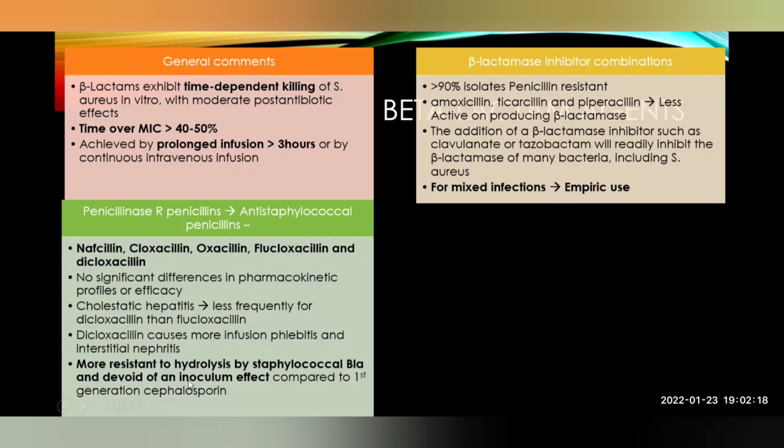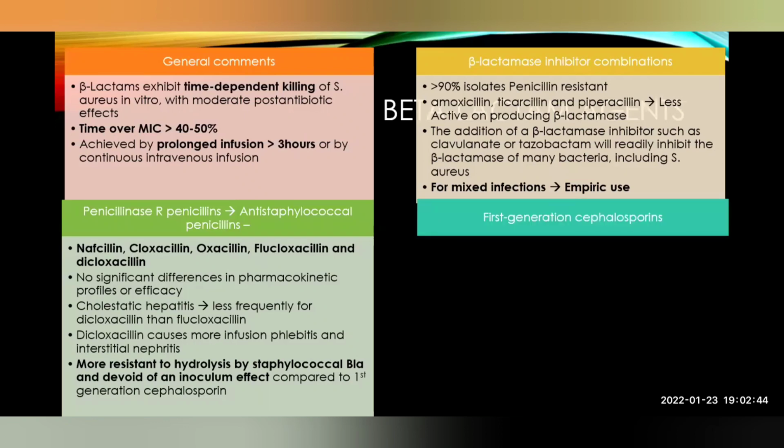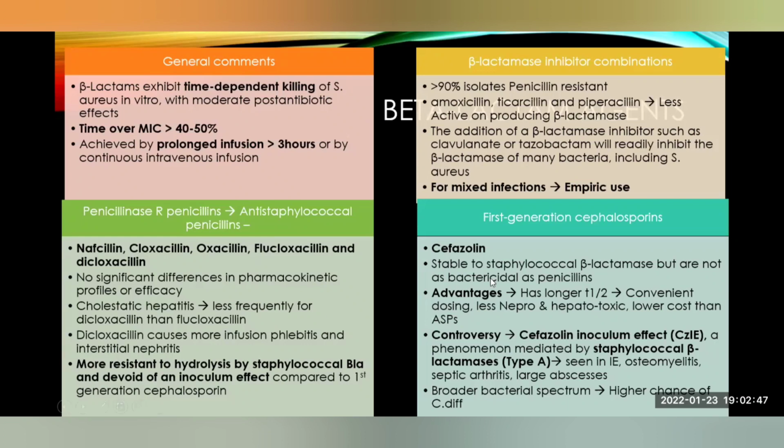Why? The most important factor, first and foremost, is the inoculum effect. So what is this inoculum effect? When the concentration of the organism or the infection is high, the ability of the first generation cephalosporin to act in that situation is lower. This is due to the higher production of beta-lactamase. We'll discuss this when we discuss the first generation cephalosporin.